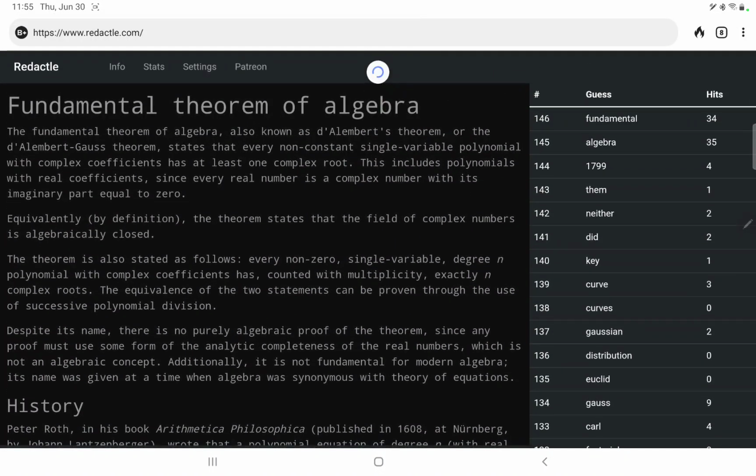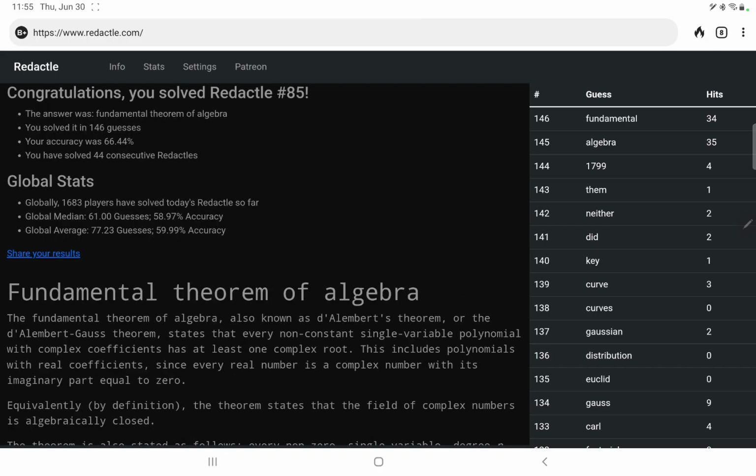So there we go. It's not showing me my stats today automatically. Not sure why sometimes it does and sometimes it doesn't. There we go. So again, with cheating, it took me 146. The global average was much better, 77. So this is a day where I definitely did not do as well as everyone else.